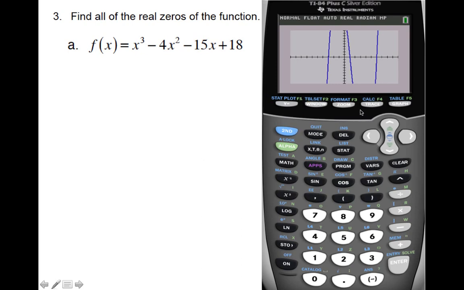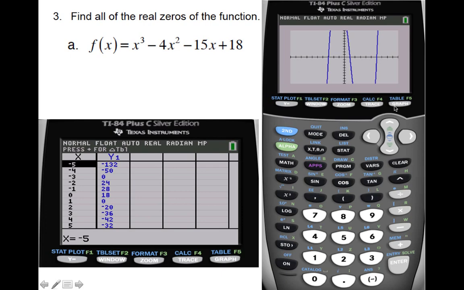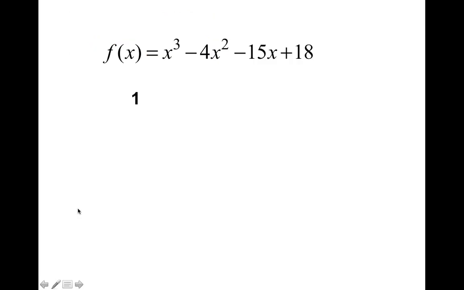So go second, table. We're looking for where the y value equals 0. So notice that happens at negative 3 and at positive 1. This means we can synthetically divide this polynomial by either one of these values and it should go into it evenly. My guess is most of you want to synthetically divide by a 1. A little bit easier than the negative 3. Let's go ahead and synthetically divide by positive 1.